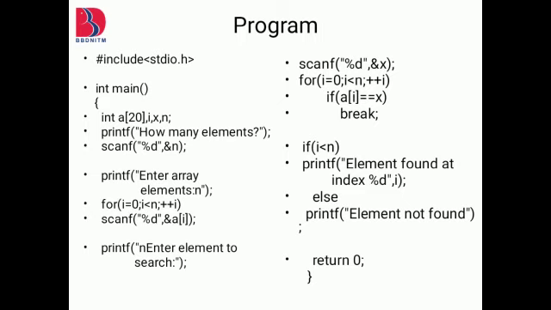Now if i is less than n, printf element found at index number is printed. Let's suppose the index is 0, 1, 2, 3, and 4, as we have taken only 5 values. Else, what is written there? Then printf element not found.